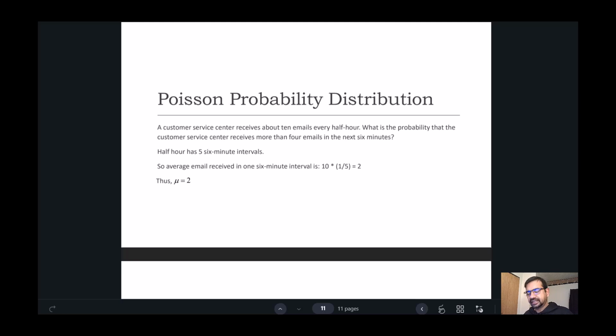So let's apply this in a problem. Just to recap, our Poisson probability distribution function was given by mu to the power x, e to the minus mu, over x factorial, where x is our number of successes, and mu is the average rate of success in a given interval of time. So let's consider a problem where a customer service center receives 10 emails every half an hour, so every 30 minutes. What is the probability that the center receives more than 4 emails in the next 6 minutes?